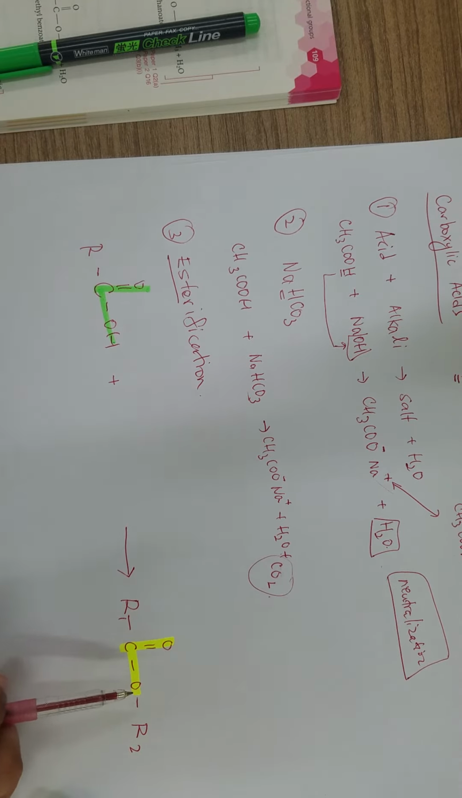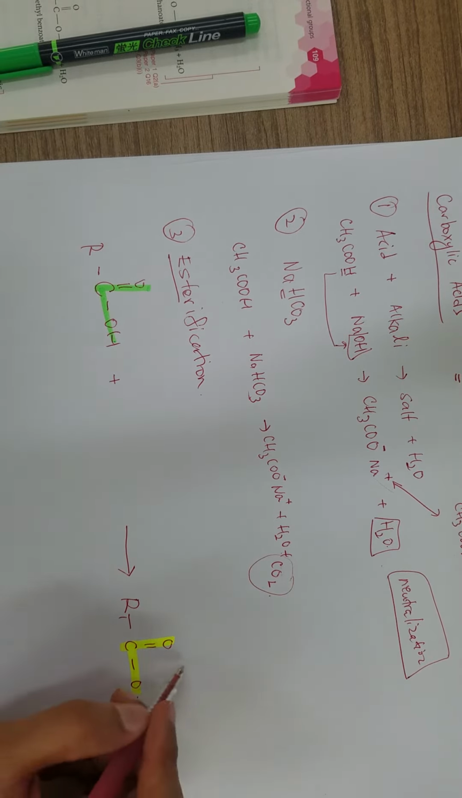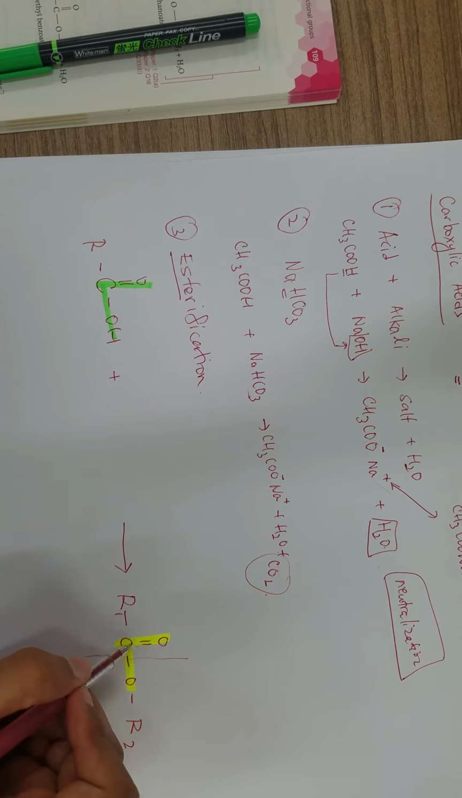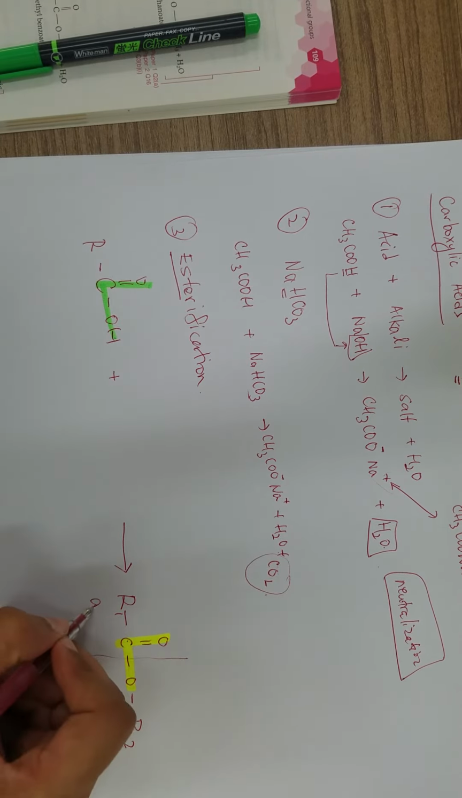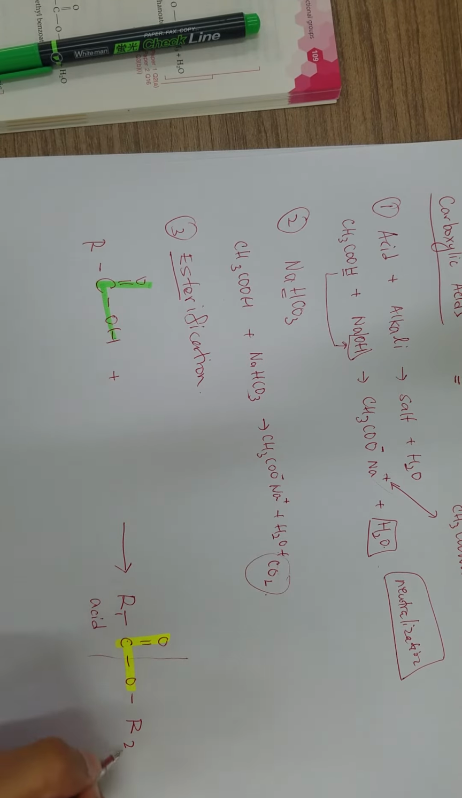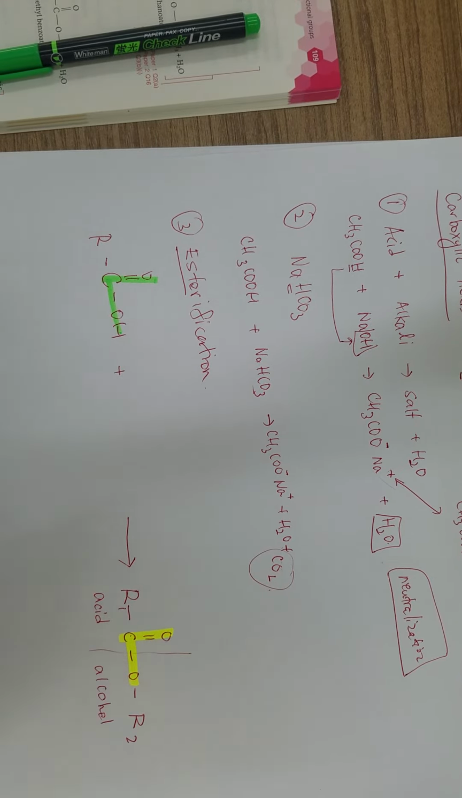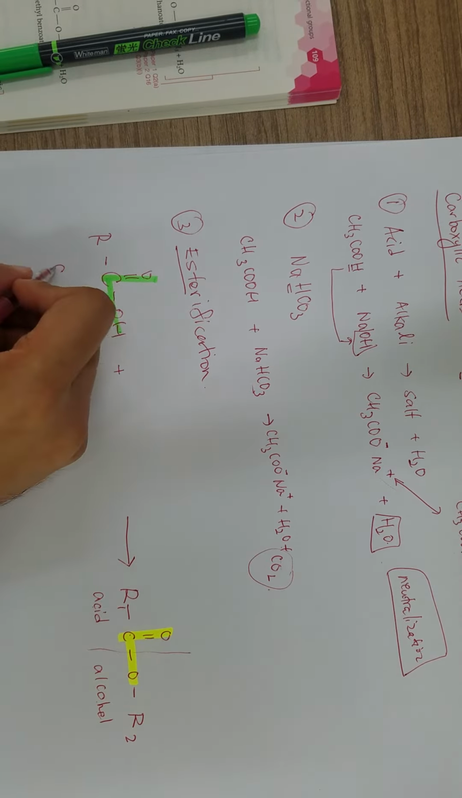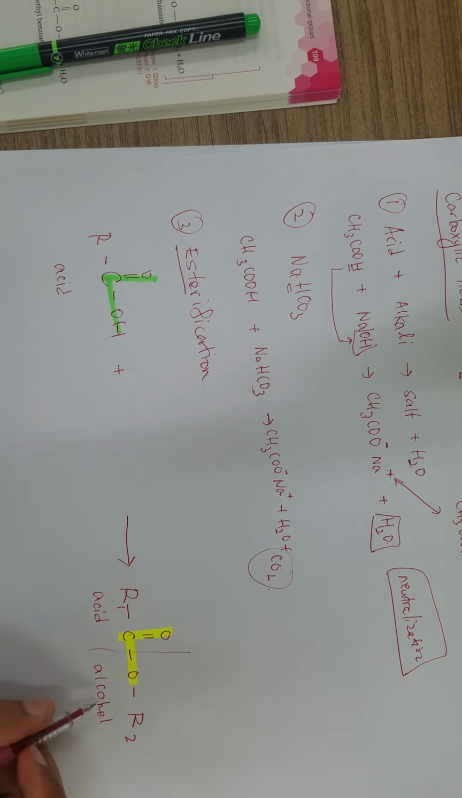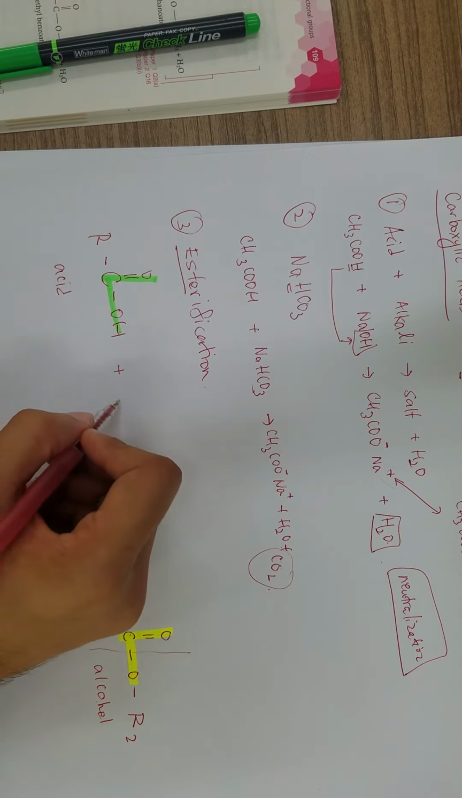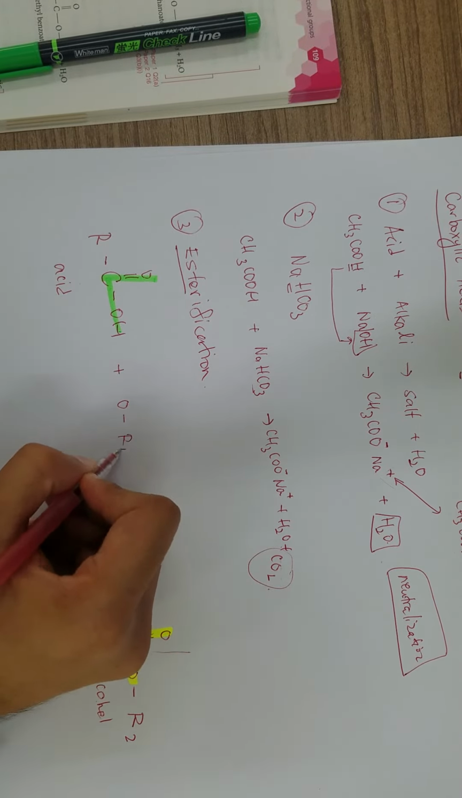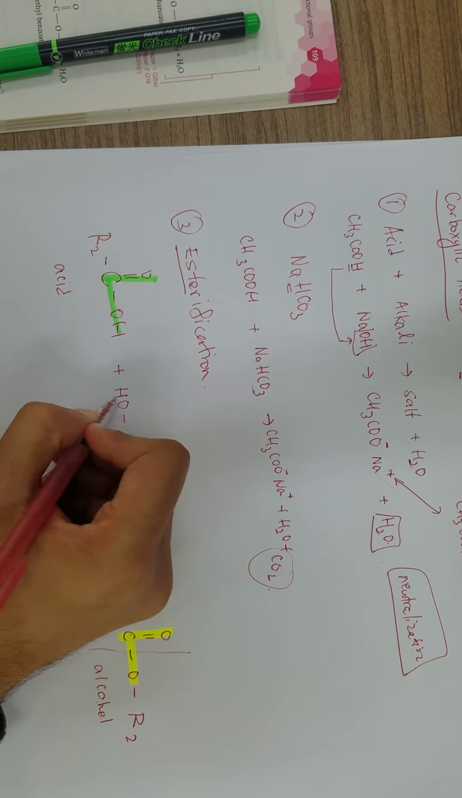Now, if you remember, to name an ester, we have to cut it. So this place is where we cut. COO is coming from acid, and this part is coming from alcohol. So know that we need acid and alcohol to form ester. In this case, we have the acid, so now we need an alcohol. So what we do is just give an alcohol. So this is R1 and H.